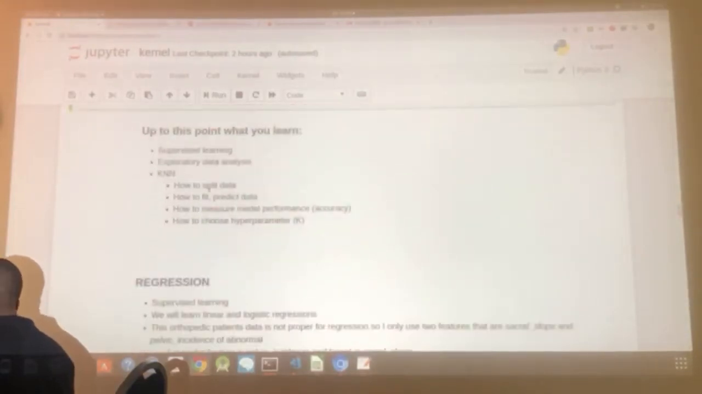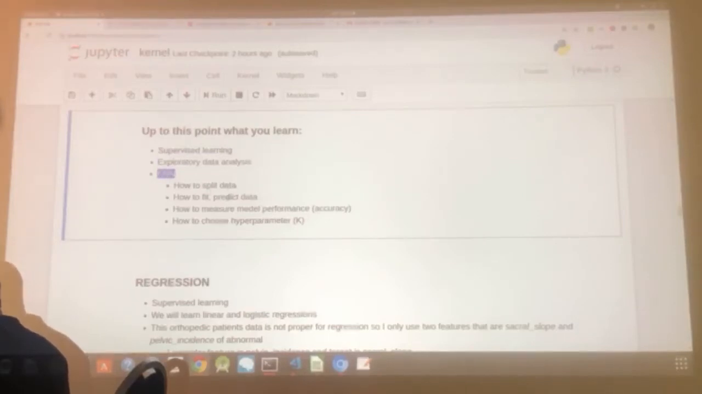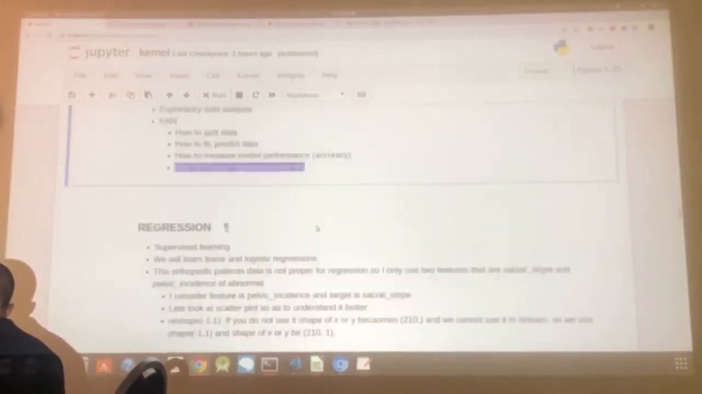So what we have learned so far: we've learned supervised learning, we've done exploratory data analysis, we've learned KNN, just predicting without splitting the data, how to fit, how to measure the accuracy, and how to choose the hyperparameter K. So is this helpful a bit? Just a bit, right?